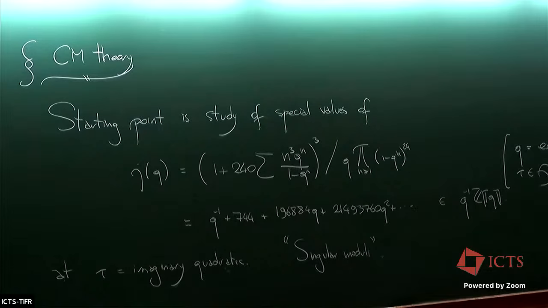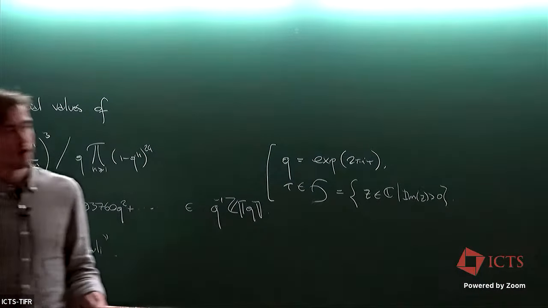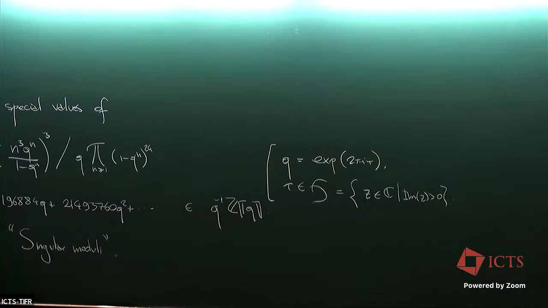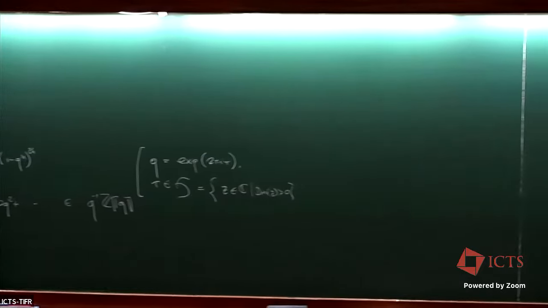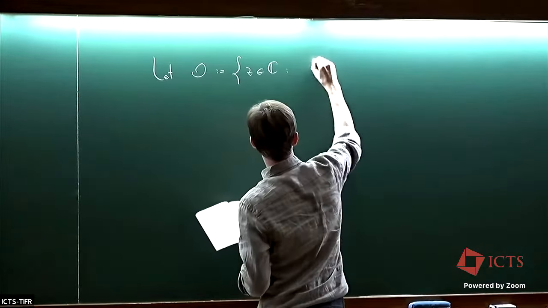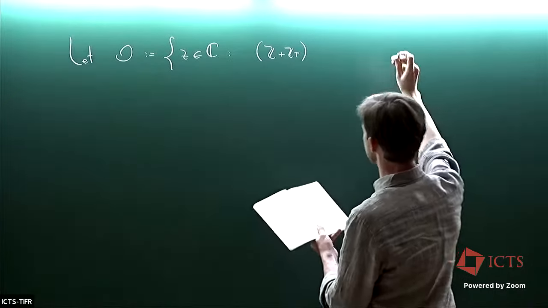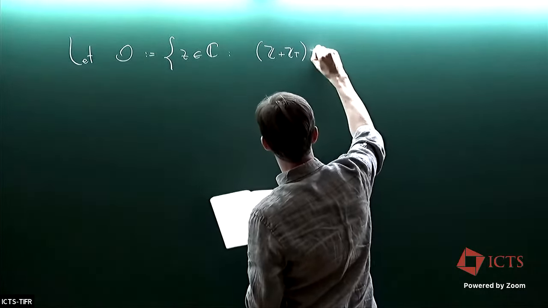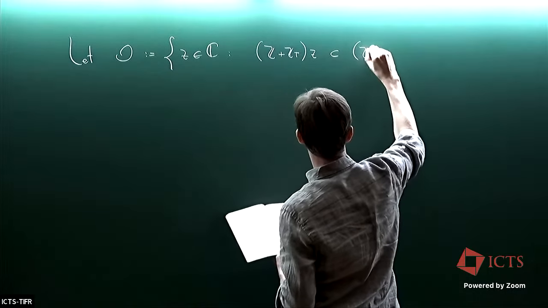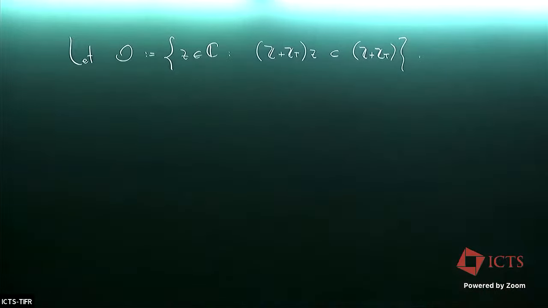So I want to make a definition. I want to say curly O is my notation for the order associated to this imaginary quadratic tau. And it's defined to be the set of all the complex numbers that map the lattice Z plus Z tau into itself. So it's all of the complex numbers such that if I take this lattice Z plus Z tau, a lattice in an imaginary quadratic field, and I multiply by such a number, I land still inside of that same lattice. That's the associated order to this tau.